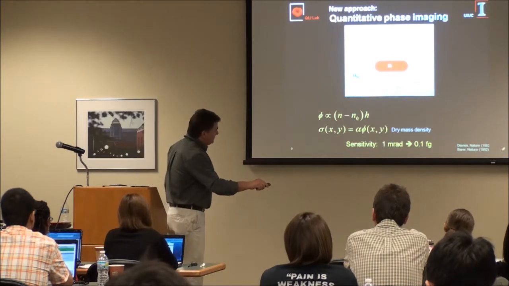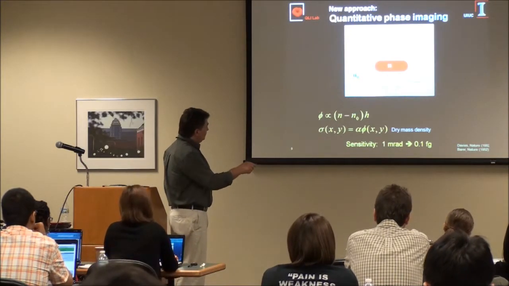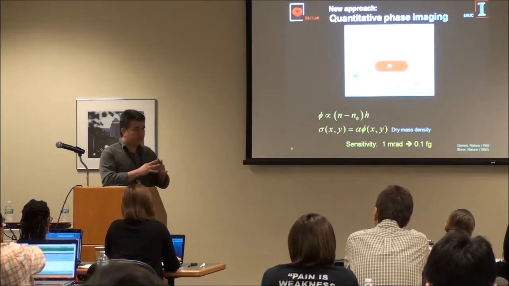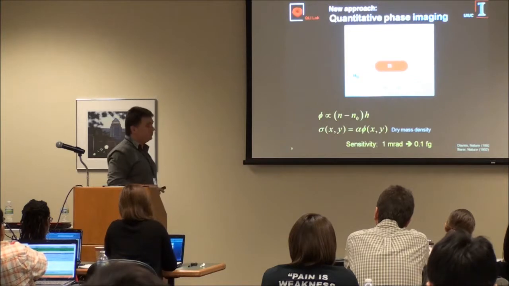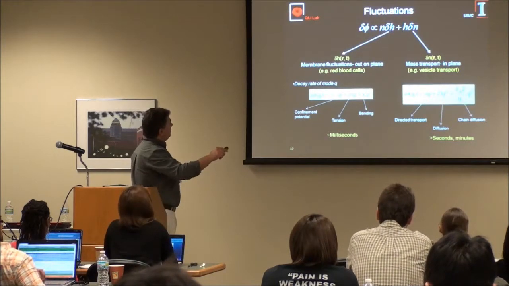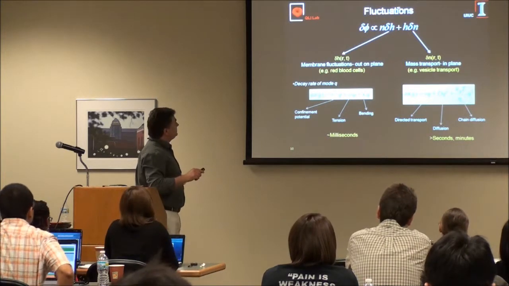So this has been known for a long time, that you just integrate this, you get something like dry mass. So that's another thing we're doing in the lab. We're looking very accurately at how cells grow. Look at this mass increase. But what I want to tell you today is about fluctuations.